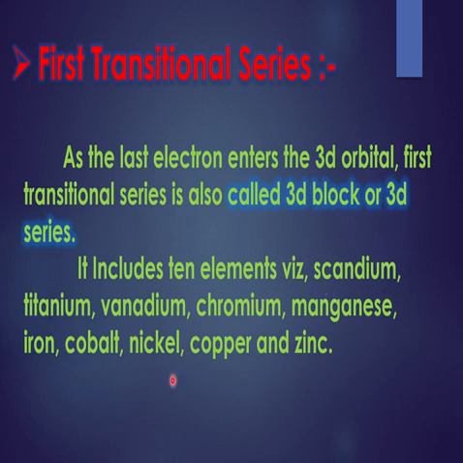So here the symbol of scandium is Sc, symbol of titanium is Ti, symbol of vanadium V, chromium Cr, manganese Mn, iron that is Fe, cobalt Co, that is capital C small o, nickel Ni, copper Cu and lastly zinc, that is symbol Zn.